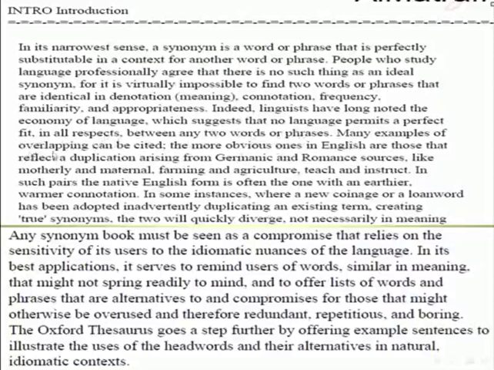Many examples of overlapping can be cited. The more obvious ones in English are those that reflect a duplication arising from Germanic and Romance sources, like motherly and maternal, farming and agriculture, teach and instruct. In such pairs, the native English form is often the one with the earthier, warmer connotation.